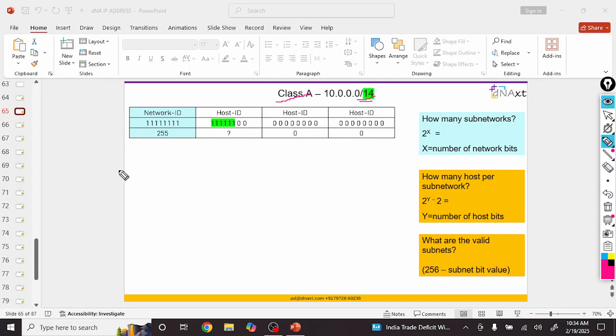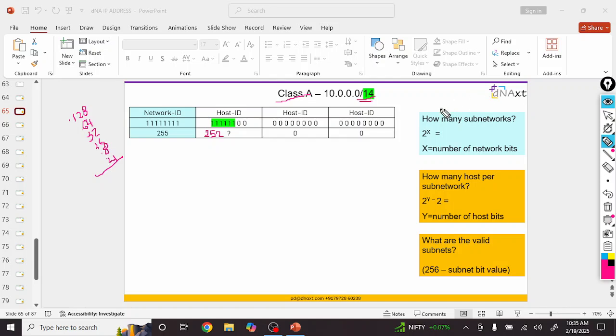Let's calculate the subnet mask of this. 255 dot, 6 bits are there, so 128 plus 64 plus 32 plus 16 plus 8 plus 4, 1 2 3 4 5 6, 6 bits. If we add them, we get the value as 252. Okay, so 255.252.0.0 is the subnet mask for slash 14.